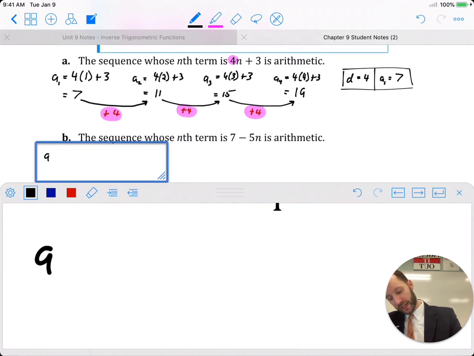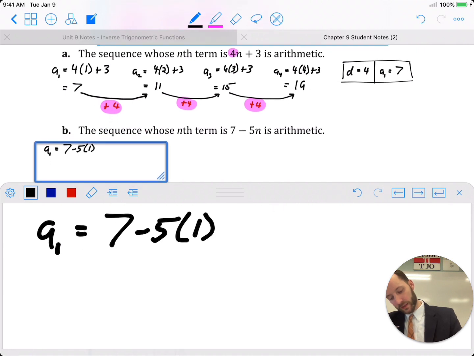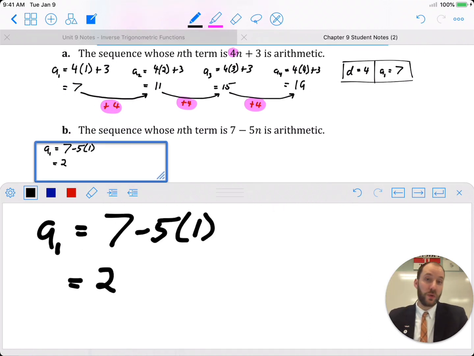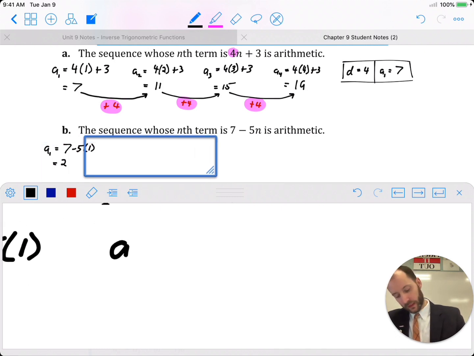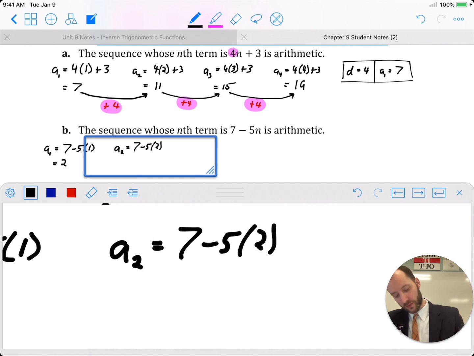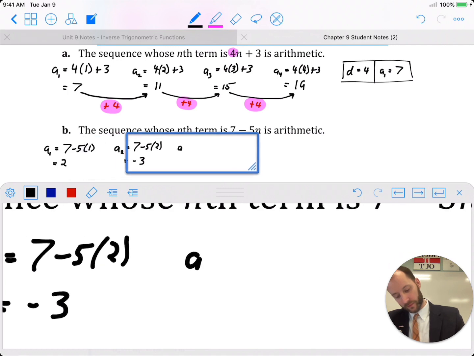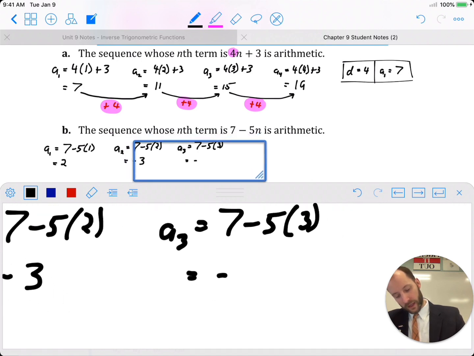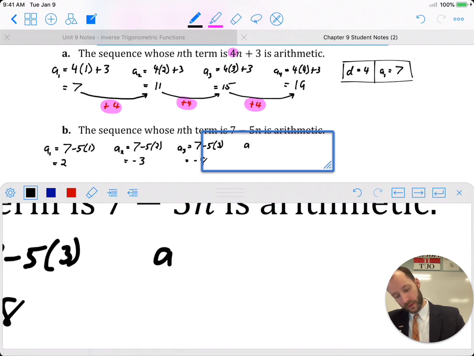So let's look at a sub 1, 7 minus 5 times 1, and you get 2. A sub 2, 7 minus 5 times 2, we get negative 3. A sub 3, 7 minus 5 times 3, negative 8. A sub 4, 7 minus 5 times 4.